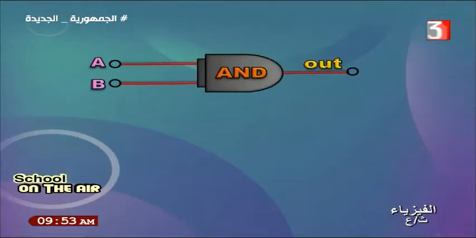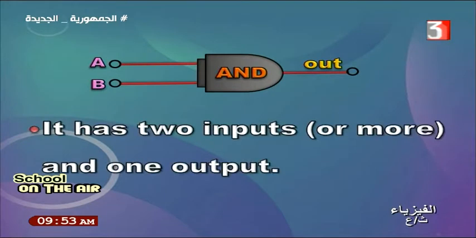This is the symbol, and you should memorize it quite well. This is the symbol of the AND gate. It has one output and it has two inputs or more. It could be 3 or 4, okay, but just one output. Okay, we'll understand the logic behind this gate, AND gate.